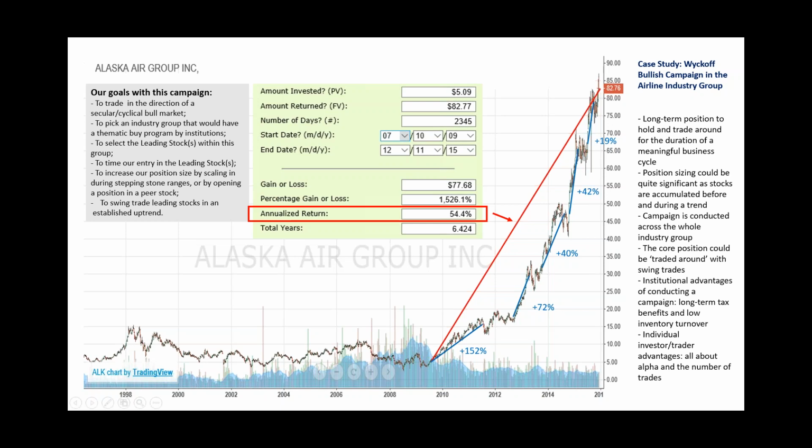Okay, and here again on this example, this is the stock, and this is the leadership, the type of leadership that we're looking for. Look at this whole move that Alaska had since 2009, from this area right here and from this original trading range. And we're already here at this astronomical return.